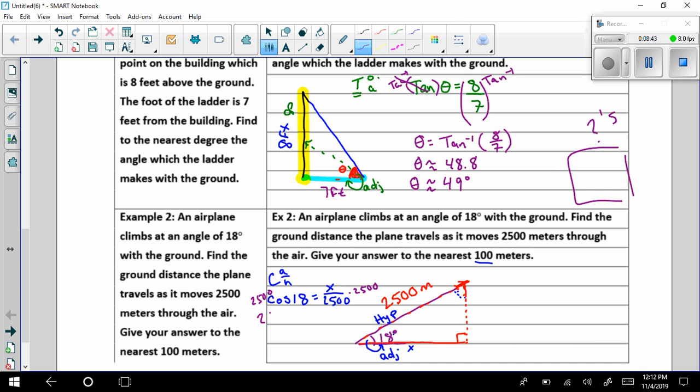And in our calculator, we would just type 2,500 cosine 18, and that would give us an approximation for x. So when I'm typing that in, I'm getting 2377.64. It wants me to round to the nearest 100 meters. Well, my hundreds position is here, and so I look behind that, and so it's approximately 2,400 meters. So make sure you round accurately.